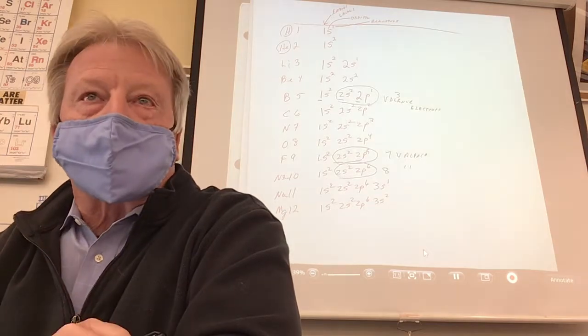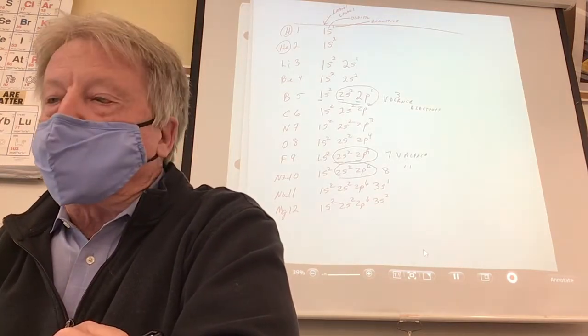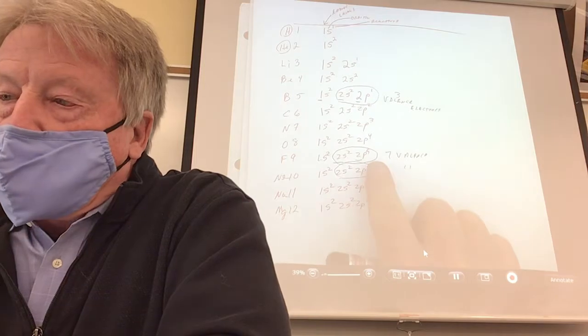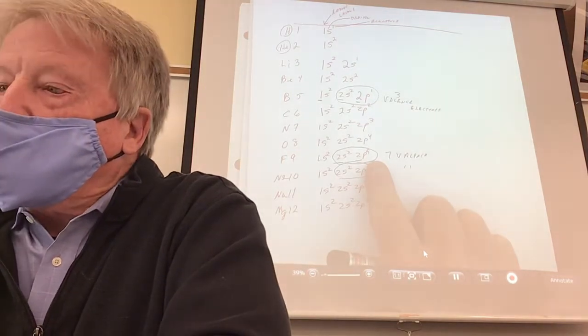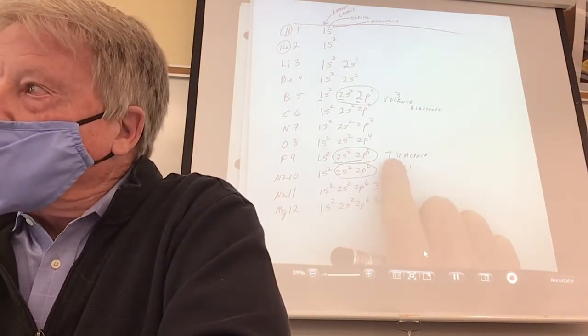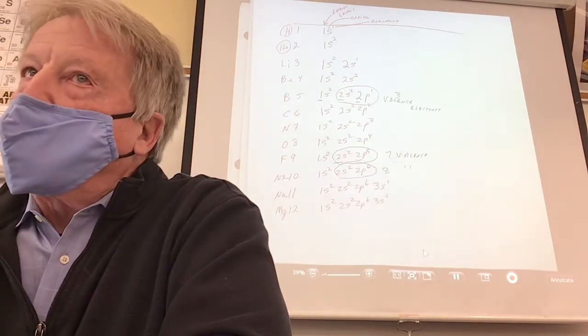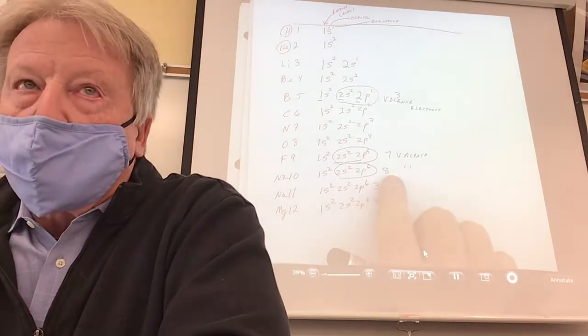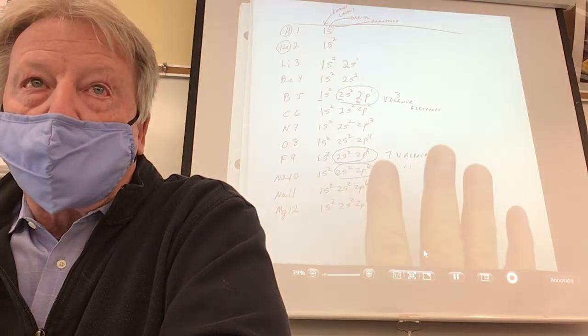But I want you to think about this. This is the hardest thing I'm going to say all day. Look at fluorine. Fluorine has 7 valence electrons, right? If it had one more, it would stop reacting, wouldn't it?